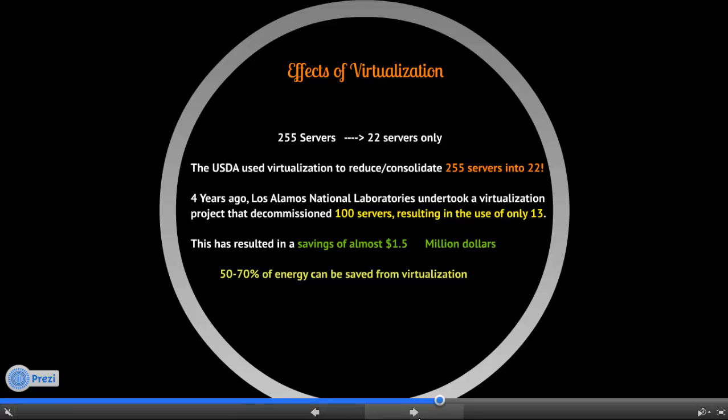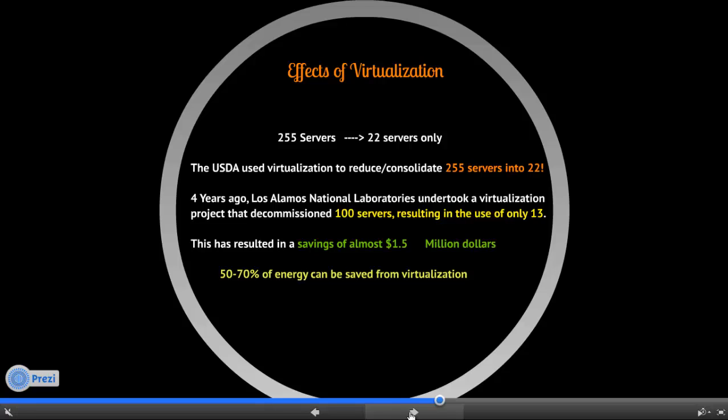servers into 22 servers. 4 years ago, Los Alamos National Laboratories undertook a virtualization project that decommissioned 100 servers, resulting in the use of only 13. This has resulted in the saving of almost $1.5 million. 50 to 70% of energy can be saved from virtualization.